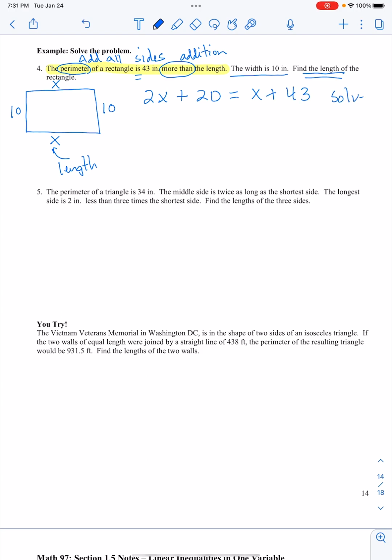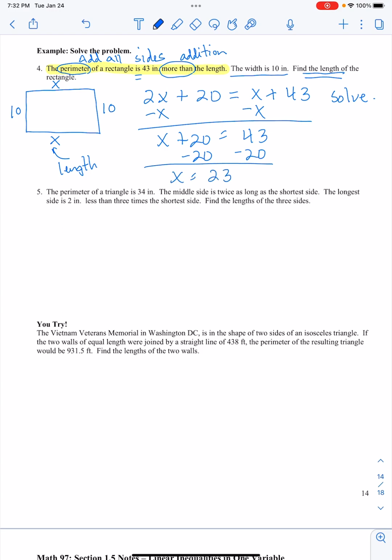And now we solve. So we subtract x. We get x plus 20 equals 43. We subtract 20. And we get x is 23. We go back and see if there was any mention of any unit label, and 43 and 10 were labeled in inches, so we label our answer in inches. So this represents our length.